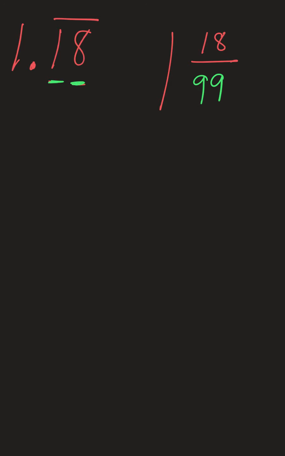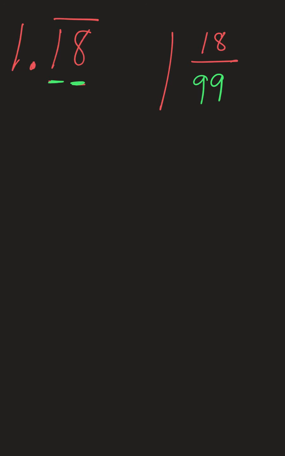That "see a line, write a 9" rule is going to continue to work for us though, even if we have mixed number type numbers. All right? So I have 1 and then 18 hundredths repeating. Okay? "See a line, write a 9" means I'm going to write a 9 for every time I see a number appear after the decimal place. So in this case, I have 2 numbers, so I'm going to write 18/99.